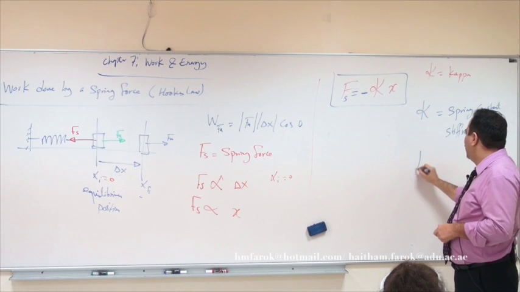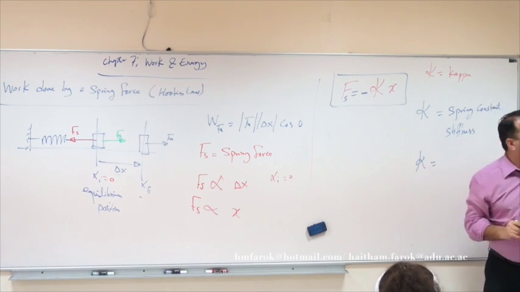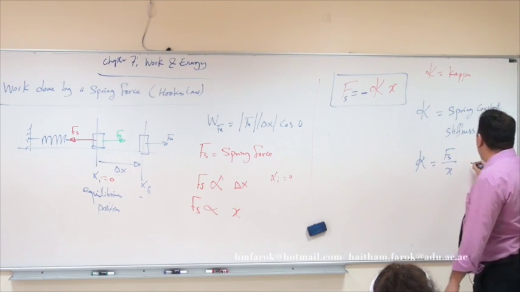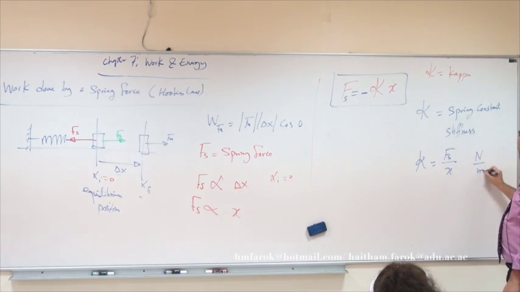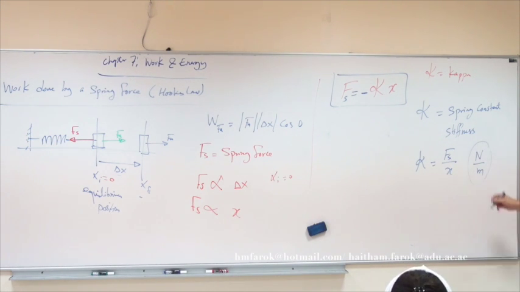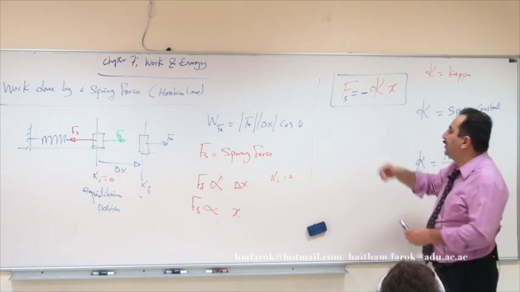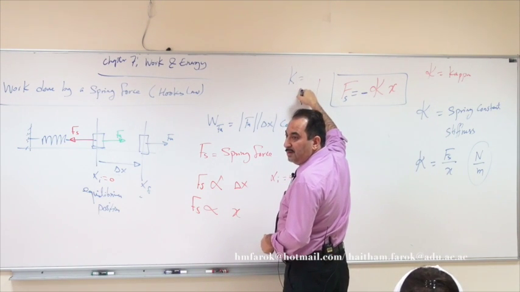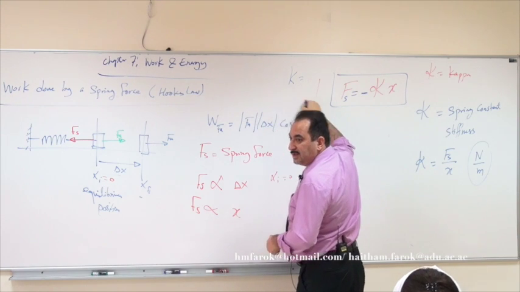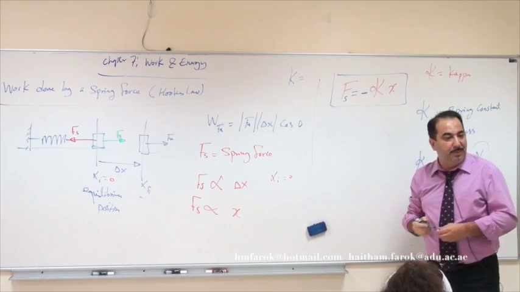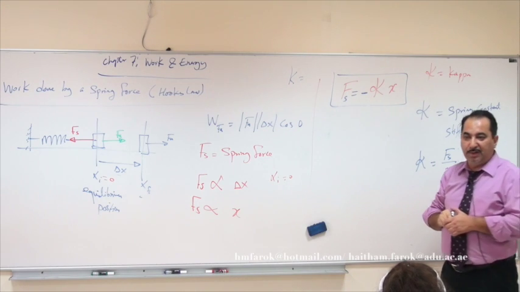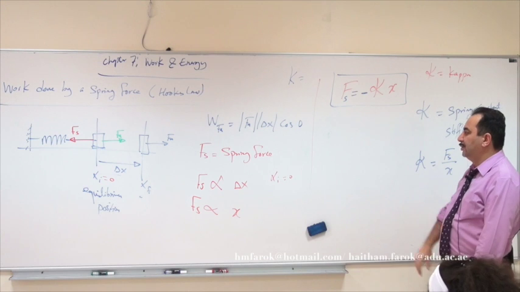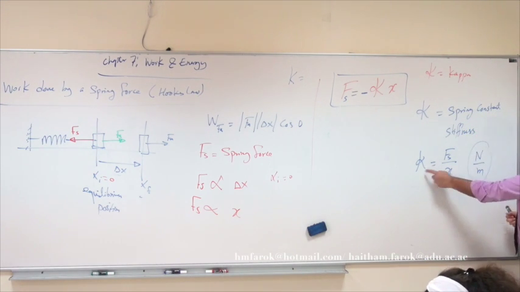Now, kappa, how do we find kappa? Fs over x. And what's the unit? Per meter. The unit of kappa is Newton per meter. Be careful with kappa because capital K is kinetic energy. This is kappa. Put a loop so you remember this is a spring constant, not a kinetic energy. It's easy to get confused between those two. Right, let's discuss kappa.